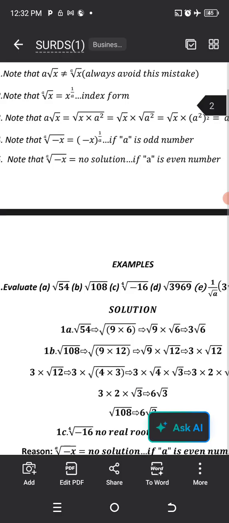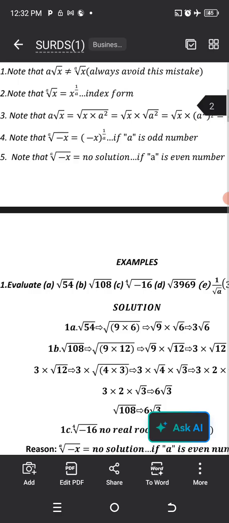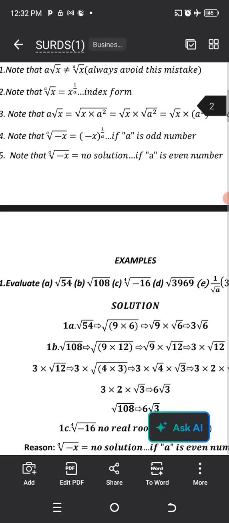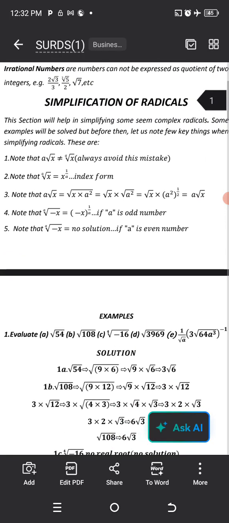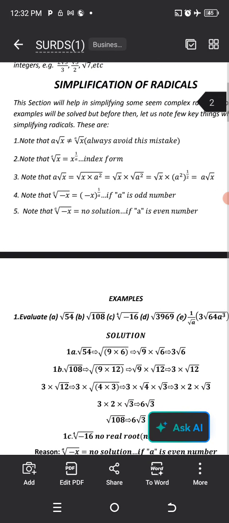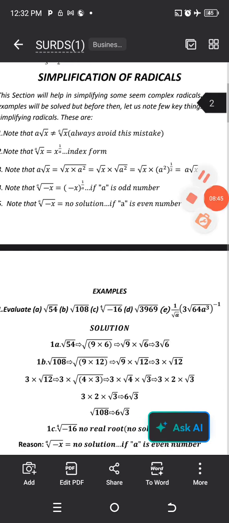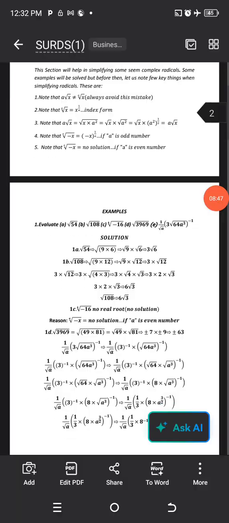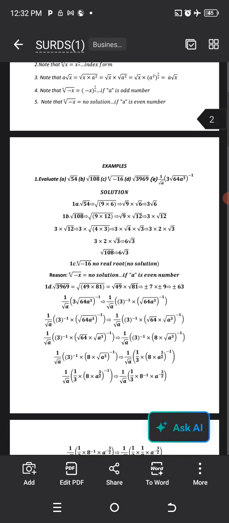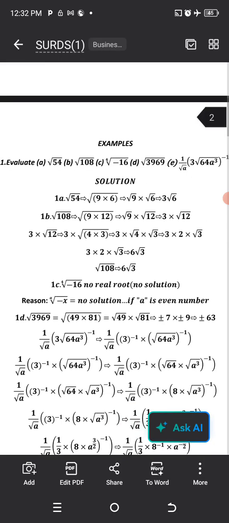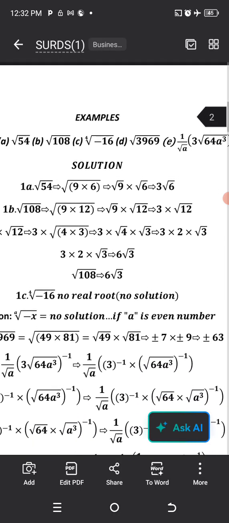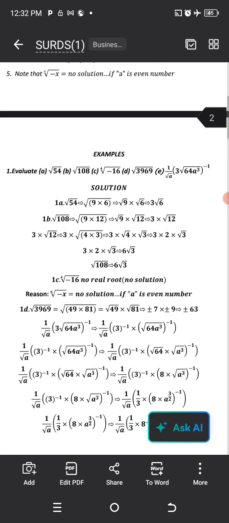So you don't need to stress yourself solving. Just tell the examiner that there's no solution for that kind of thing when your a is an even number. I believe you note all these rules first, before we solve some examples. These are the examples. The first example says you should evaluate the square root of 54. These are the solutions regarding the examples given above.